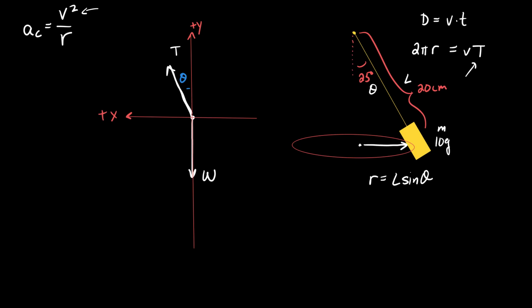That means I'm going to take this and break it up into 2 components, a component along the y and a component along the x. Is that good for you guys? The opposite side is going to take the sine and the adjacent side is going to take the cosine. So this will be T sine theta and this will be T cosine theta.